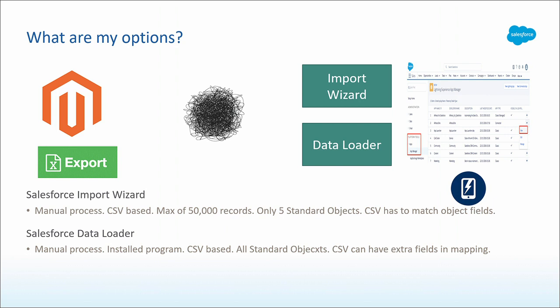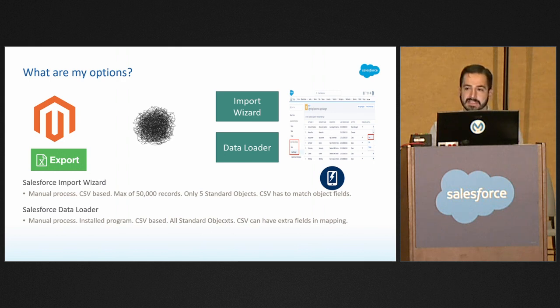One is called the Salesforce Import Wizard, and the second is the Salesforce Data Loader. The Import Wizard is a manual process. It's inside the Lightning platform. It's CSV-based, meaning that you import a CSV file from your local machine. It can only process 50,000 records, and you can only map to 5 of the standard objects in Salesforce.